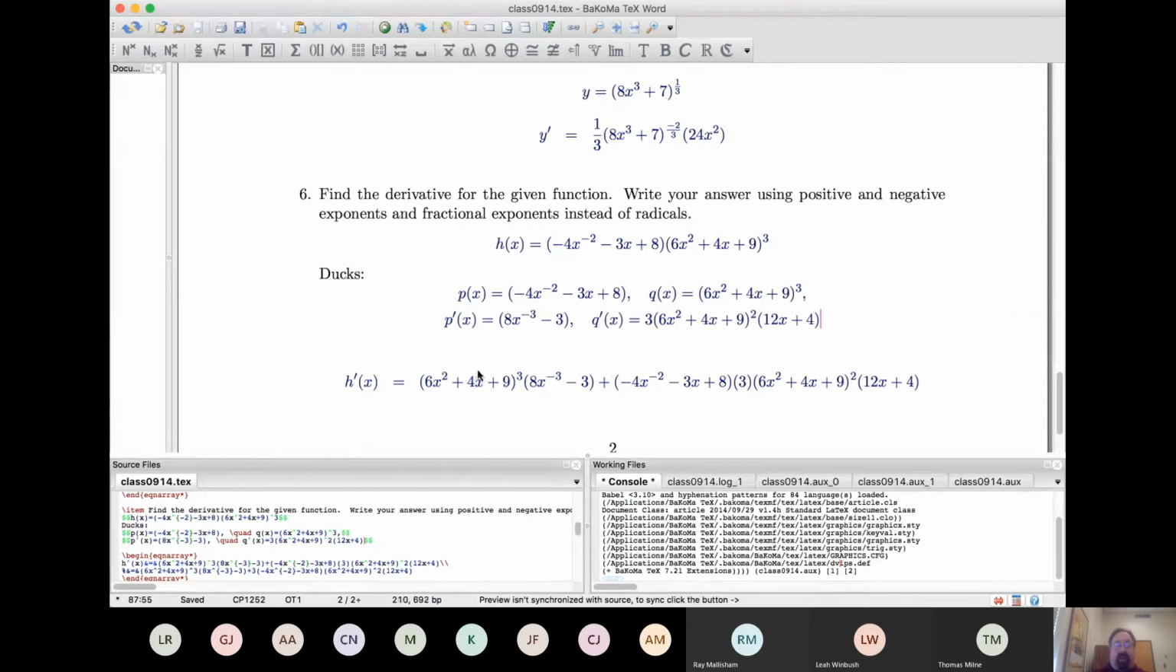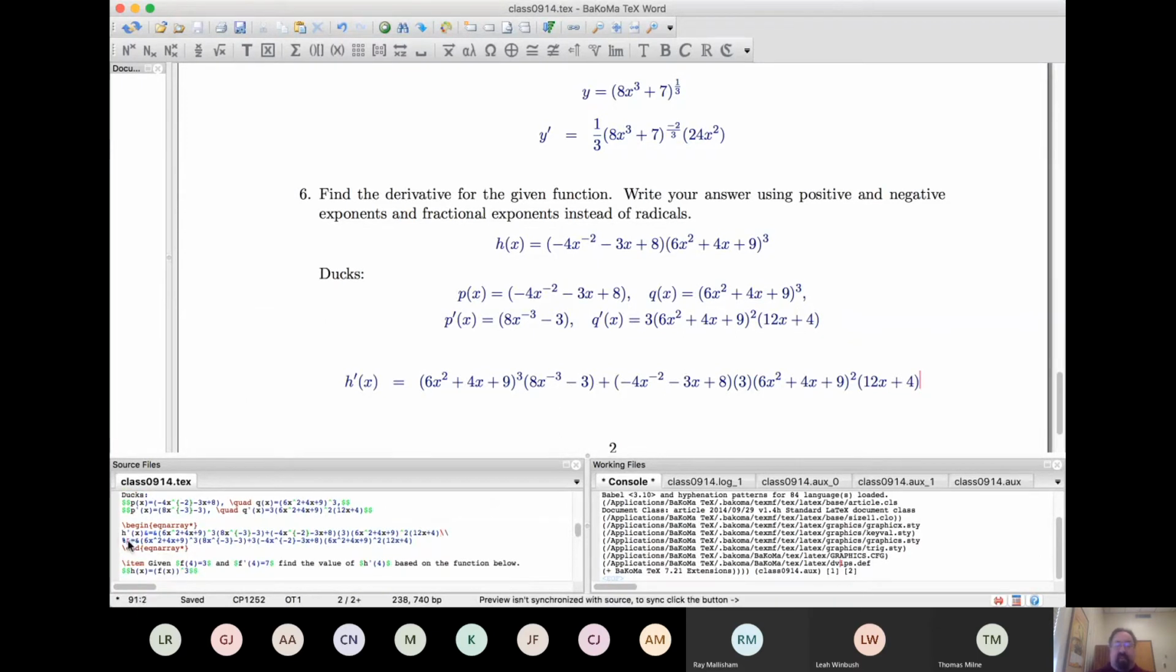So here we have Q times P prime plus P times Q prime. So all of that goes down here. And then, okay, all I did here is I just took this constant and moved it out front. The only other simplification I would imagine doing is taking a 3 and distributing it through a 12x plus 4. But again, not necessary. All right.